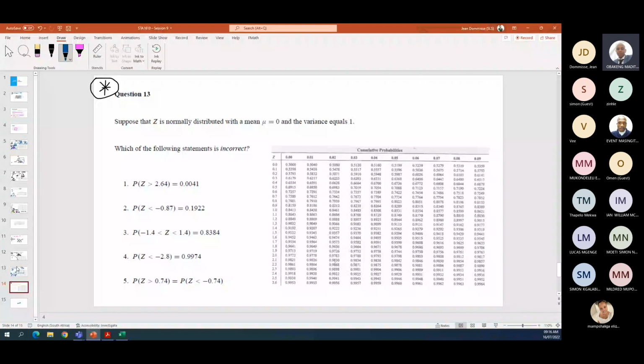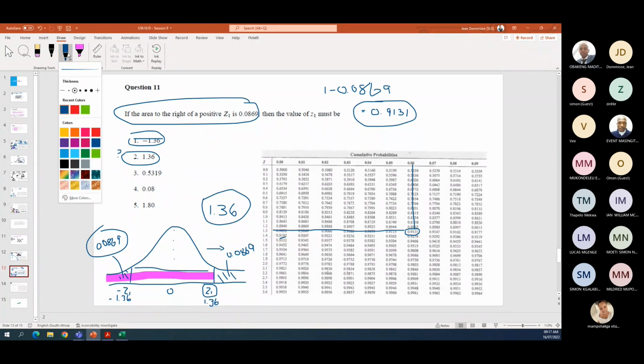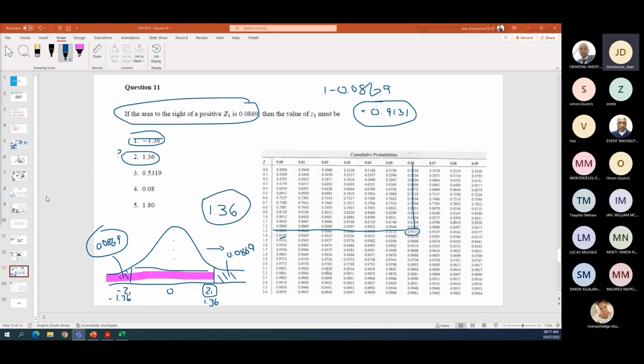Student: Thank you. I don't understand because now when you check the area of the Z, it's 0.0869, and then it does correspond with negative 1.36. However, your answer is a positive 1.36. So if you can just clarify there, then I think I'll be fine. Perfect. See, they tell us in the question that we need to look for the positive Z.